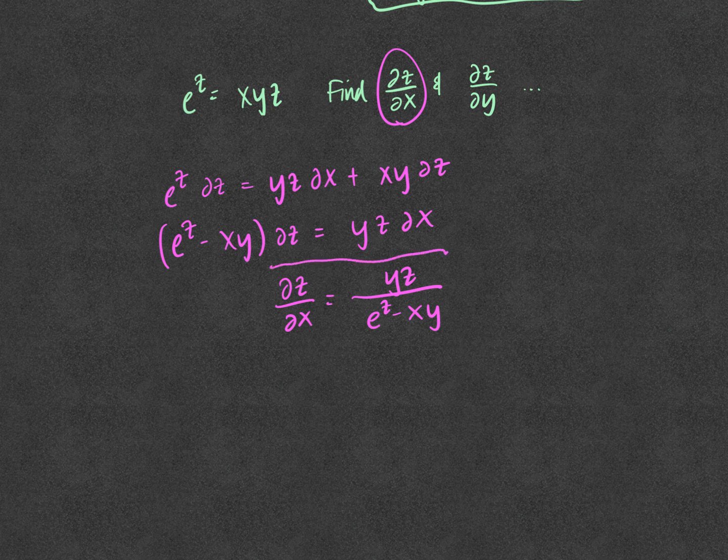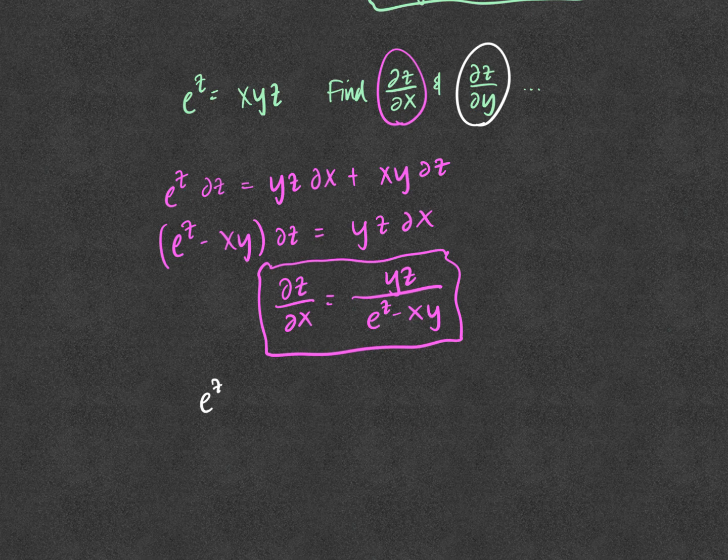It's a nice, pretty derivative using implicit differentiation. Could you have done it without implicit differentiation? In this case, yes, but follow the directions and do what you're told. So now we're going to do it with respect to y, the derivative of z with respect to y.